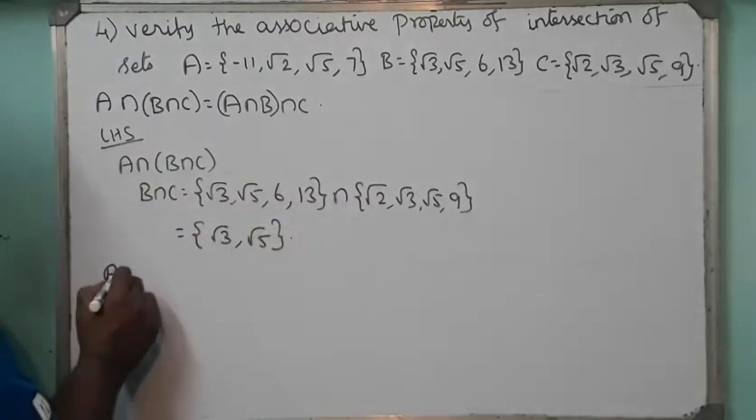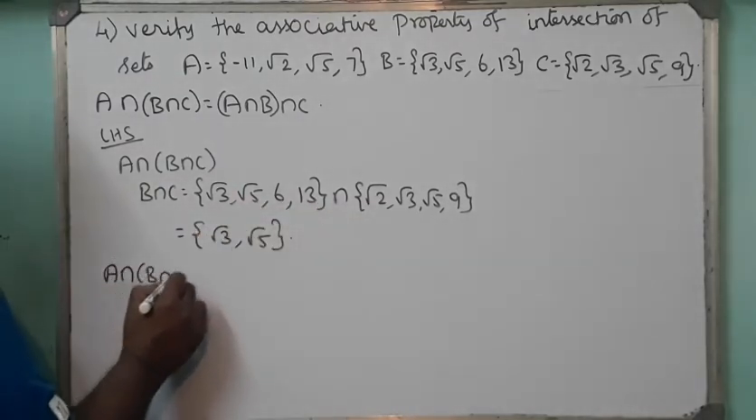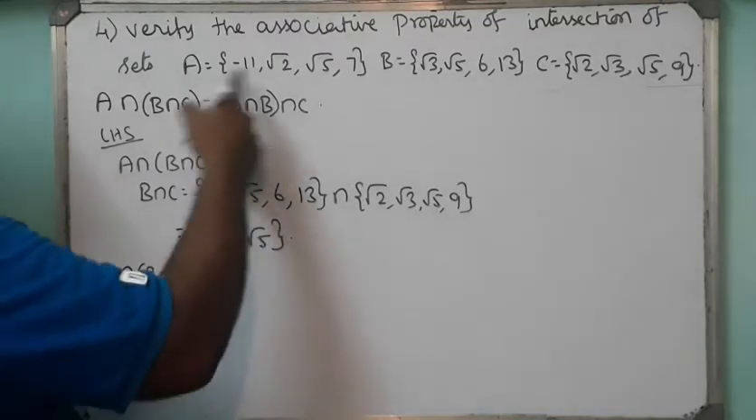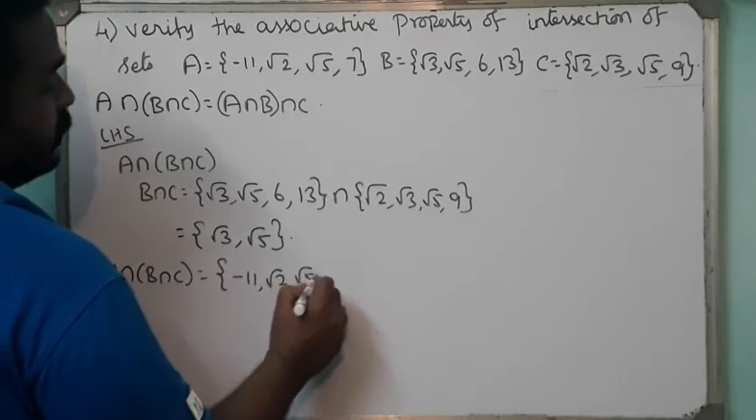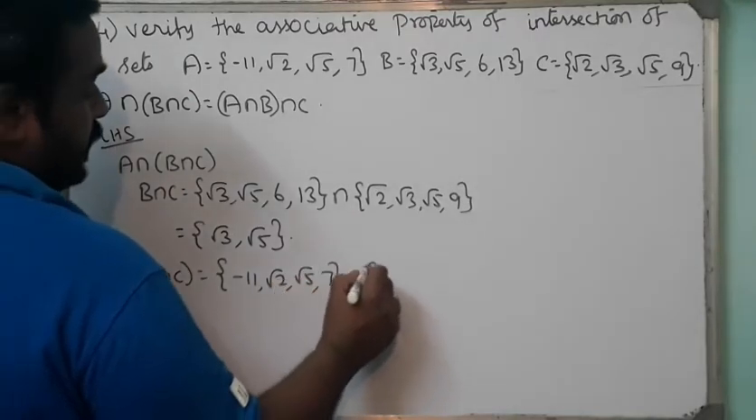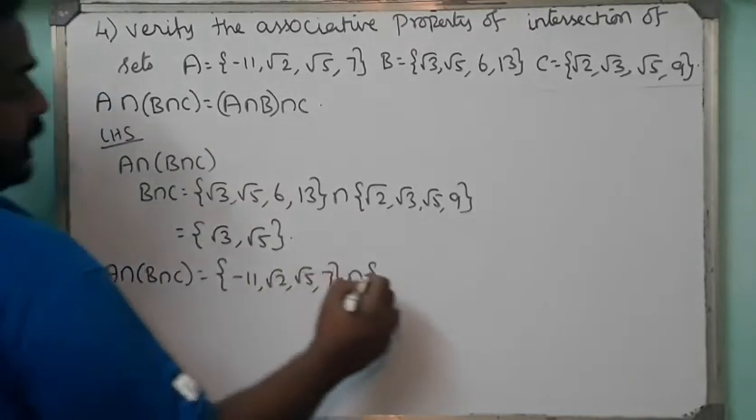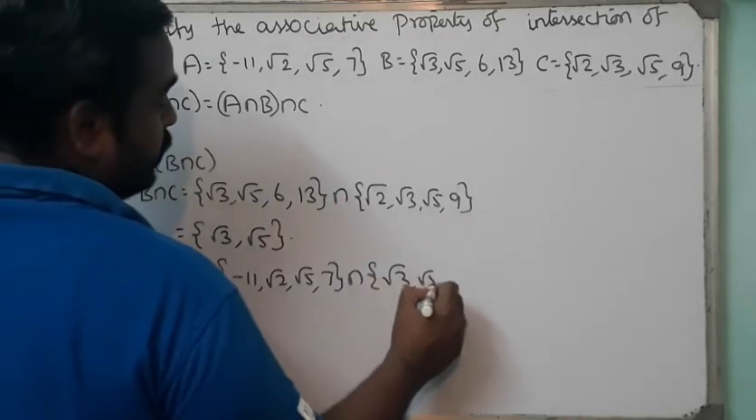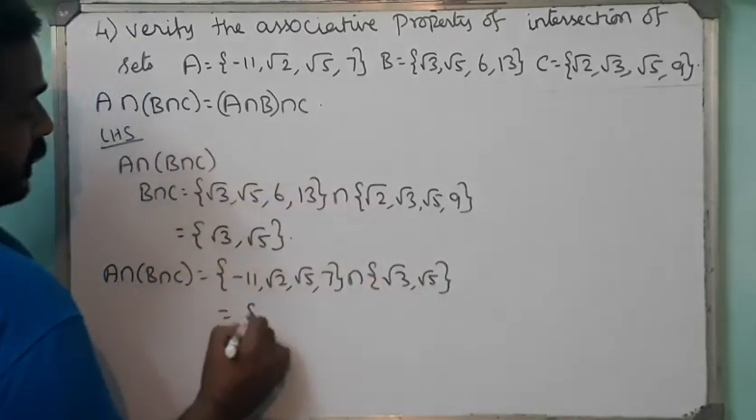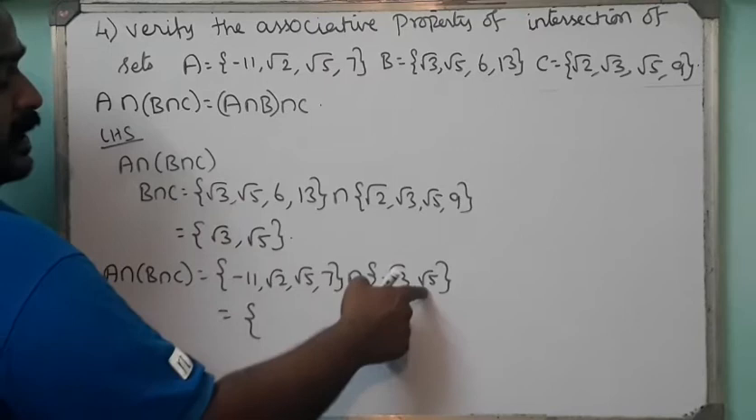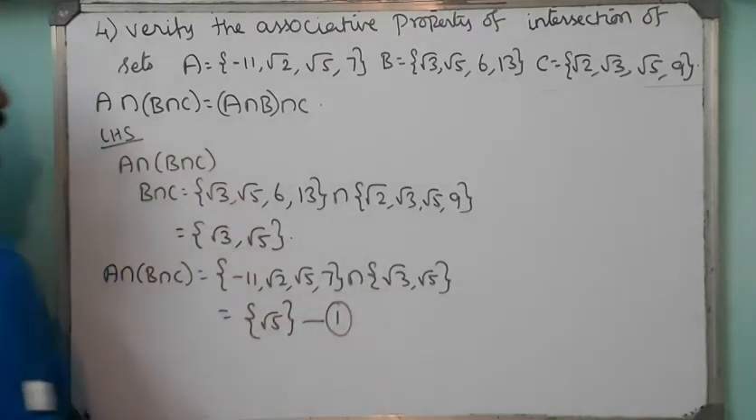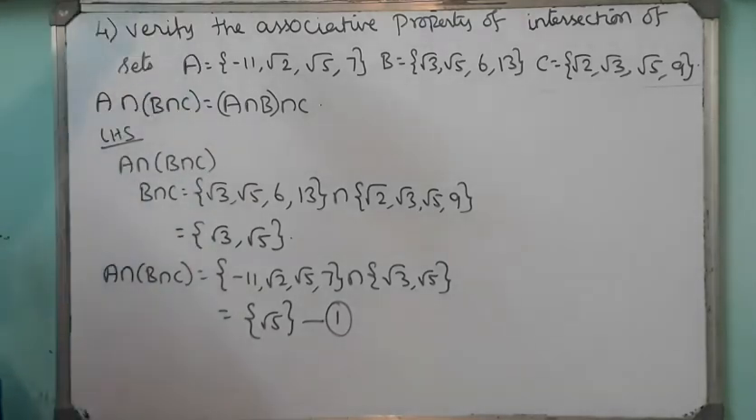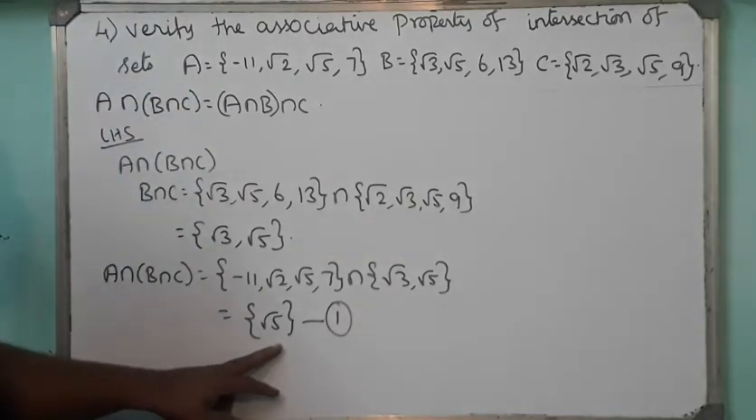Then A intersection B intersection C equal to A. What is set A? Minus 11, root 2, root 5, 7. Intersection B intersection C, what is it? Root 3, root 5. Now see what the common elements are here. Only one element. Root 5 is the only common element available. Take this as equation number 1. Root 5 is the only common element here.